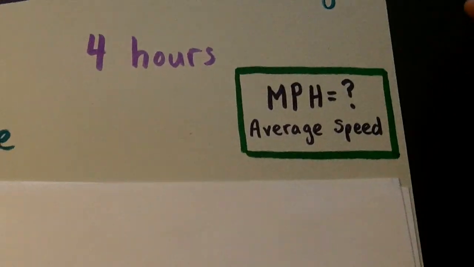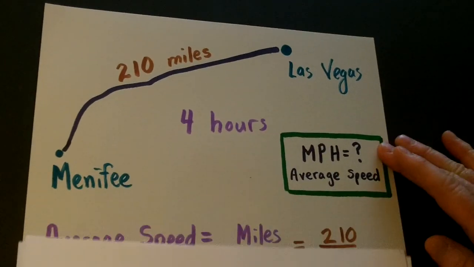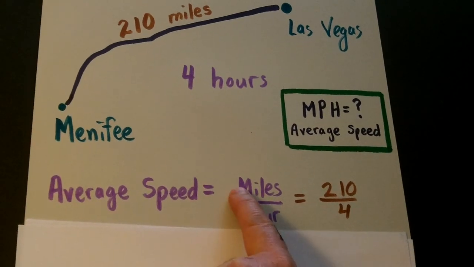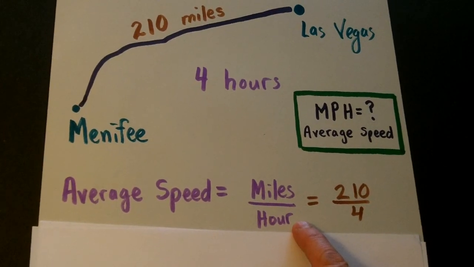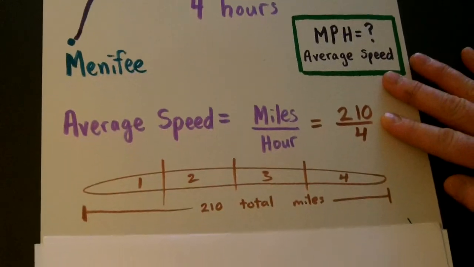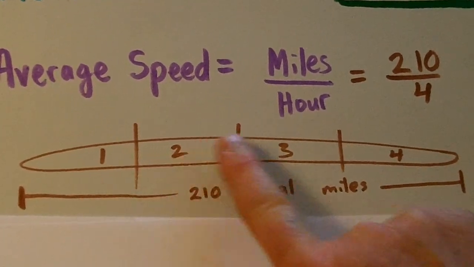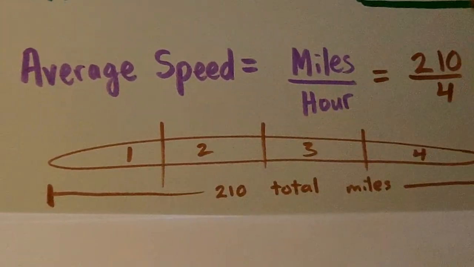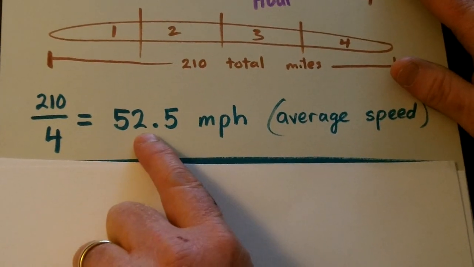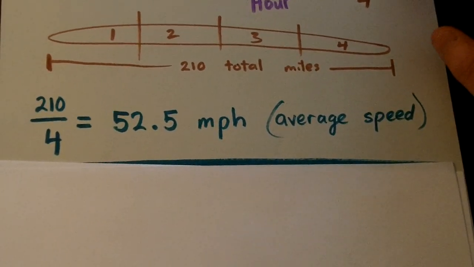That's a rate problem. We want to know miles per hour that we averaged over the 210 miles. Okay? So our average speed we take as miles divided by the number of hours. And so that's 210 divided by 4, which is really like saying, okay, we have these 210 total miles, we're dividing them into 4 equal parts. How much is each part? So 210 divided by 4 is 52.5 miles per hour. That was our average speed as we drove to Las Vegas.